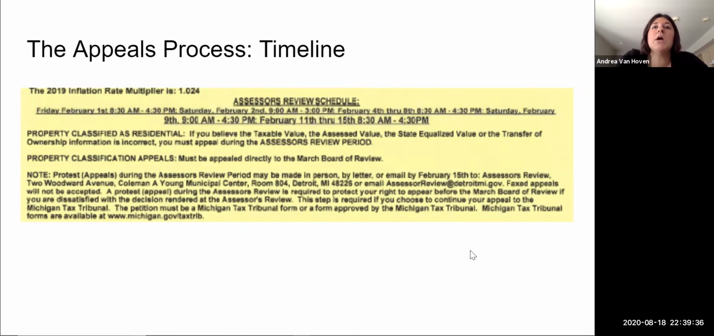But one of the most critical issues here, I believe, is the next section that we have, where it says note, right? Protest appeals. That's not even clear. Is a protest the same thing as an appeal? Why is that word in parentheses? I mean, we can lawyer this document all day, but the protest appeals during the assessor's review period may be made in person, by letter, or email.